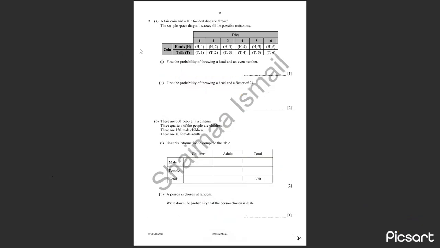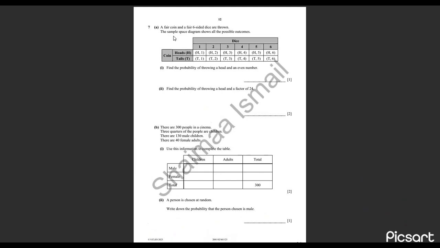Here we have probability. A fair coin and a six-sided dice are thrown. The sample space diagram shows the possible outcomes. So head and 1, head and 2, head and 3, head and 4, head and 5, head and 6. Tail and 1, tail and 2, tail and 3, tail and 4, tail and 5, tail and 6. Find the probability of throwing a head and an even number. So we are going to choose the head and the even, so it is 6, 4, and 2. So it will be 3 out of 12 outcomes. So it will be 3 out of 12.